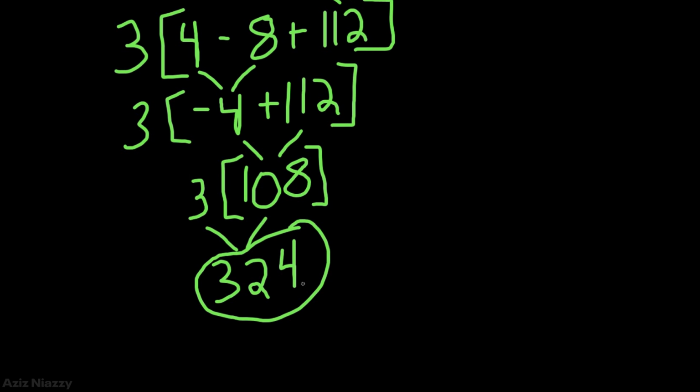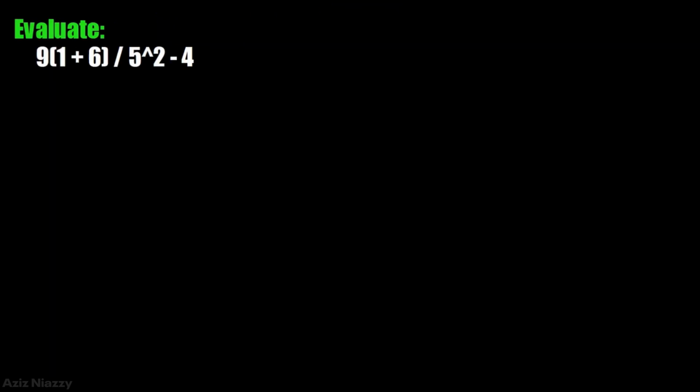So the final answer is 324. Now let's move on to another example, which is 9 times (1 plus 6) divided by 5 to the power of 2 minus 4. So this has division in it, which looks hard, but it actually isn't hard because we will follow the PEMDAS rule.